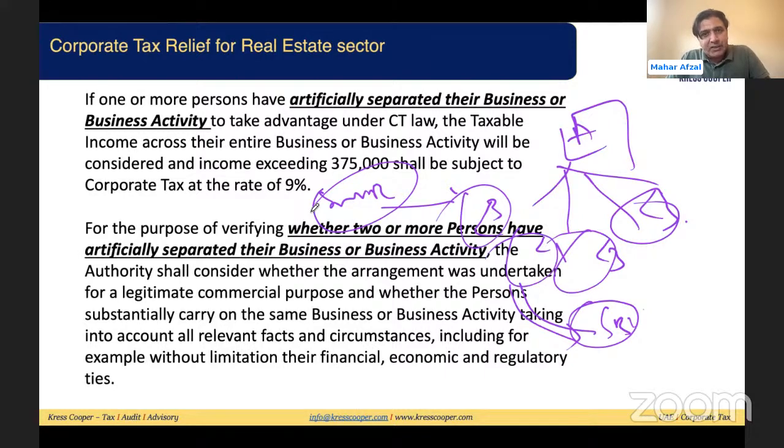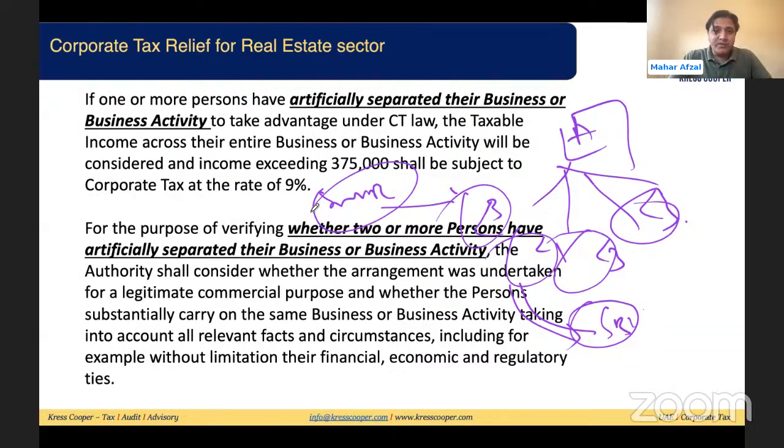Suppose I am providing tax consultant services and accounting services, and I fragment them: tax consultancy as a separate company, accounting as a separate company, but the same office and the same resources are serving the clients. Nobody will allow me to go for a fragmentation. This is one of the examples. Basically, FTA will not allow the fragmentation.